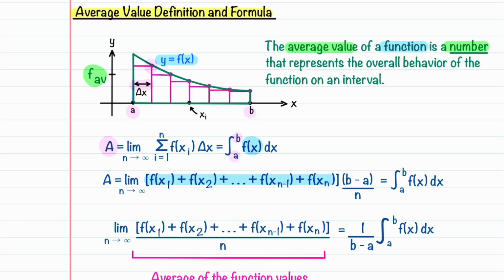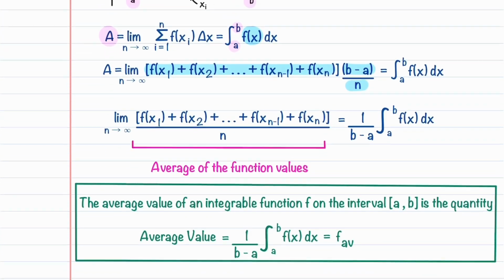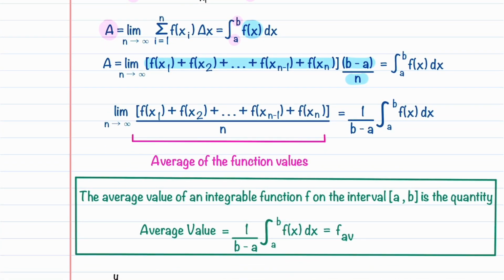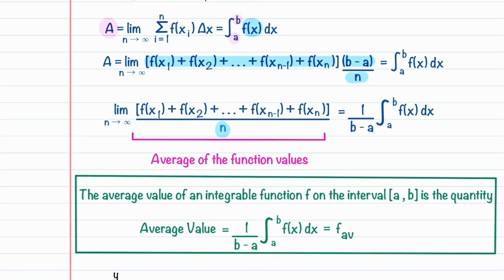and then substitute in that delta x is b minus a over n. If we rearrange the terms and bring the n under the sum of all of our function values, we can see that the terms on the left are the average of the function values. And on the right, we have 1 divided by b minus a times our integral that's equal to the area.